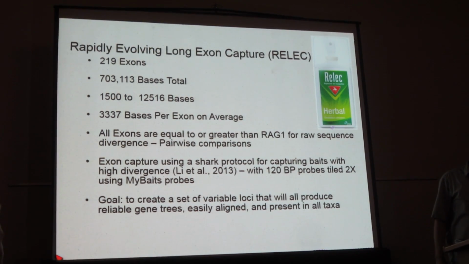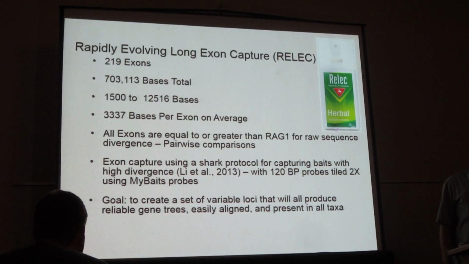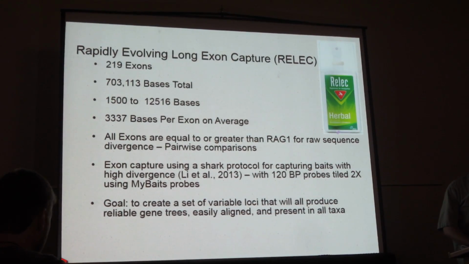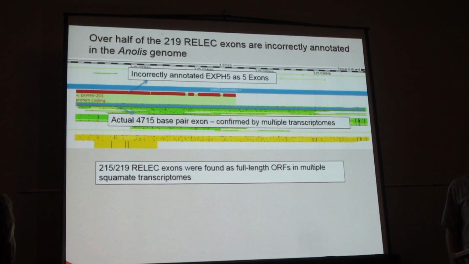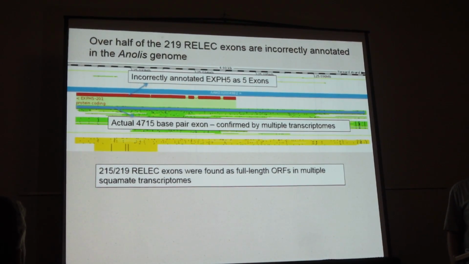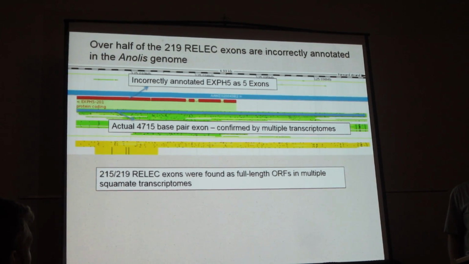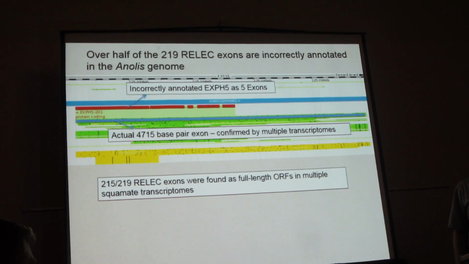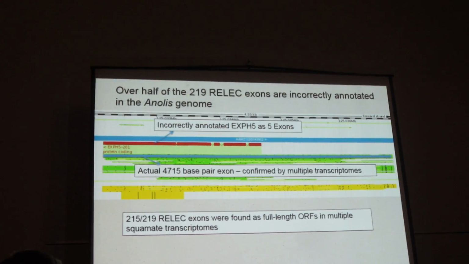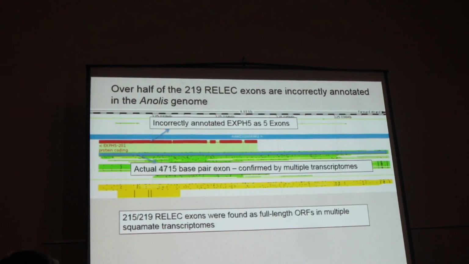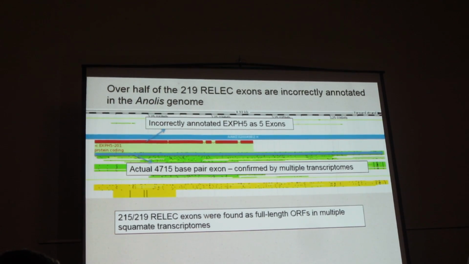Our subset includes 219 exons spanning 703,000 bases. The average exon size is 3,300 bases. Many of these exons were not easily found because the anolis genome and most of the squamate genomes annotated using anolis are incorrectly annotated, especially in the case of long variable exons. This is one example, EXPH5. Over half of all our loci were incorrectly annotated, but were confirmed to be single long exons using transcriptomes.